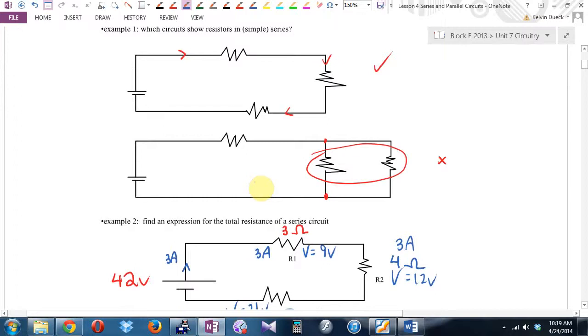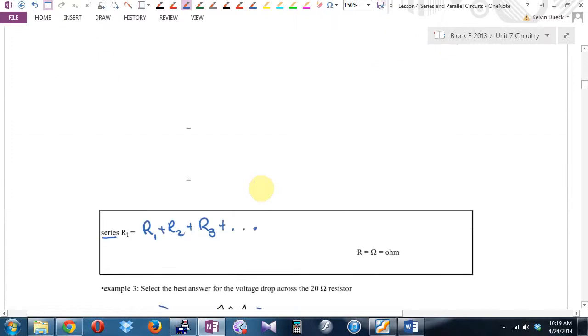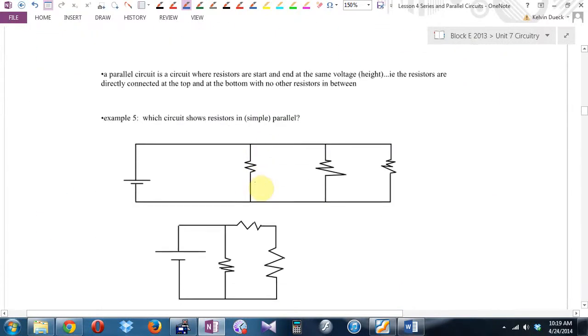These ones, a little tougher. This is where you're going to need a calculator. Do we have a calculator here today?